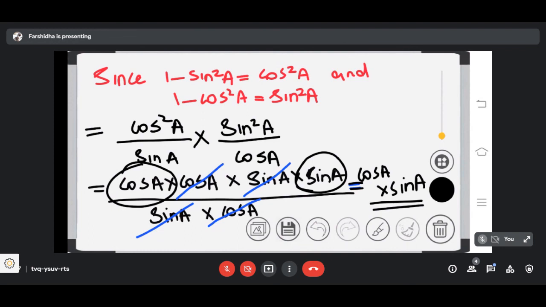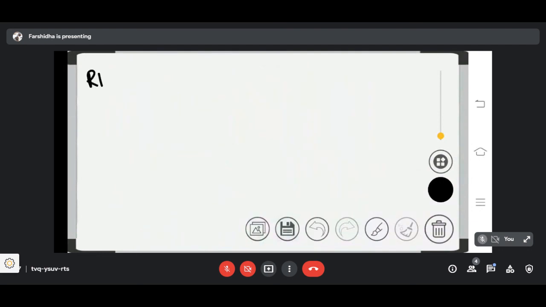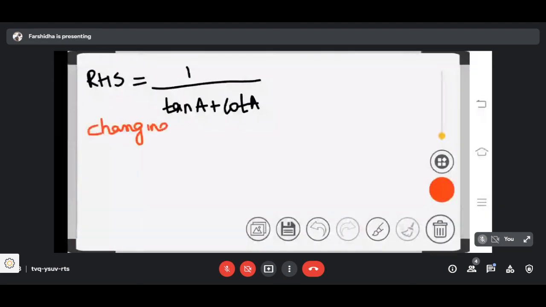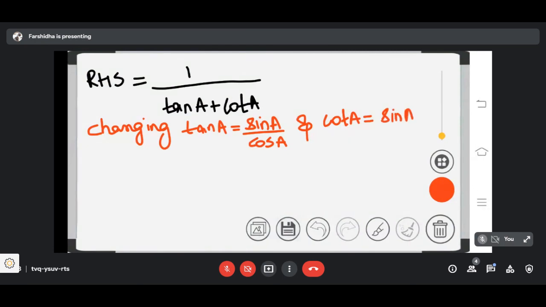Okay, now RHS. What is our RHS? 1 by tan A plus cot A. So write RHS equal to 1 by tan A plus cot A. And right there, changing tan A equal to sin A by cos A and cot A equal to cos A by sin A. From here we'll change tan A as sin A by cos A and cot A as cos A by sin A.